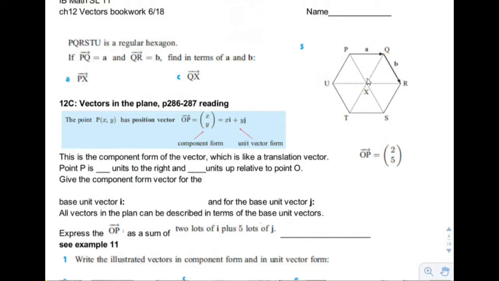Okay, so PX is this. In terms of A and B, well, PX is exactly like B, so we'll just say PX is equal to B.